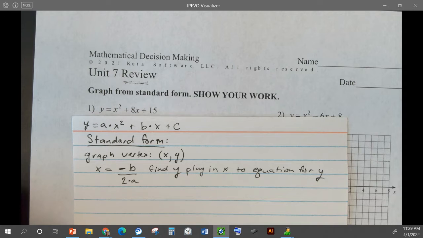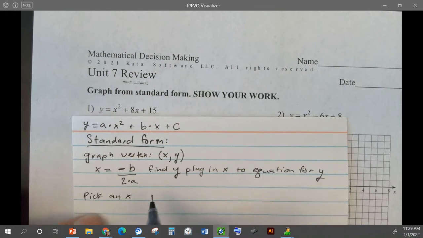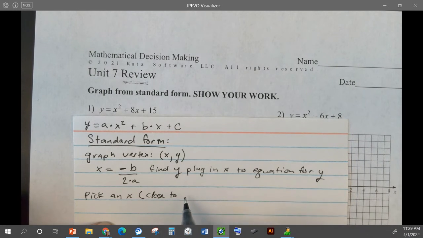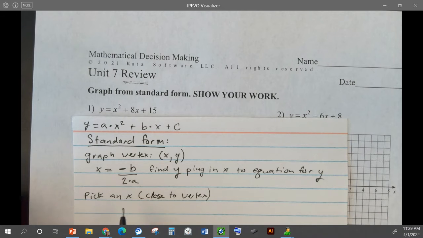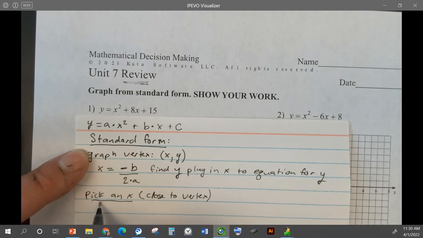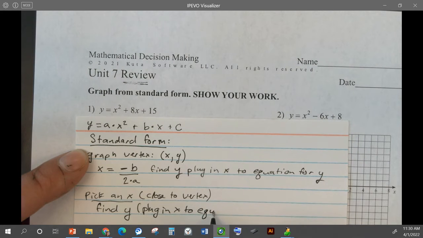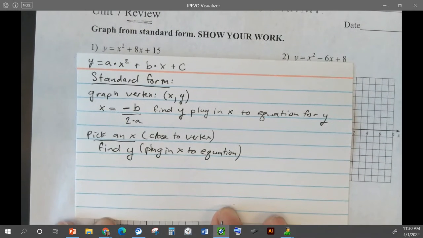So then the next thing that we need to do is we need to pick an x, and this x should be close to the vertex. So if I get 3 for this x, maybe I want to pick 4. And then we pick an x and we find y. So we plug in this x to the equation, just like we did above. I'm going to slide that up a little bit.